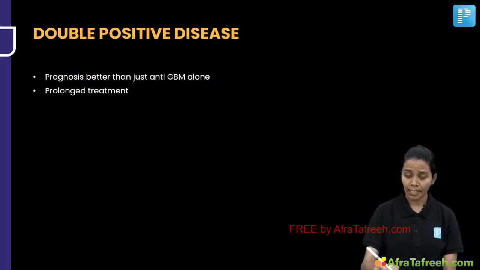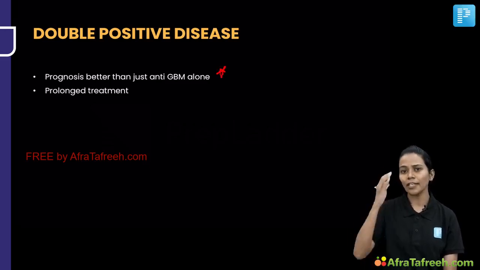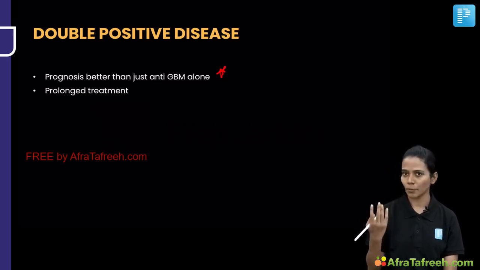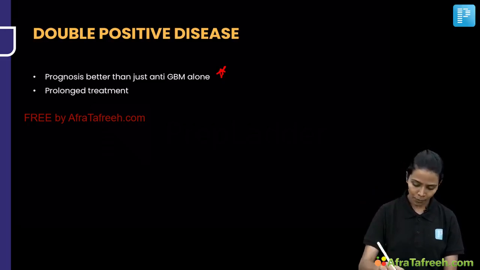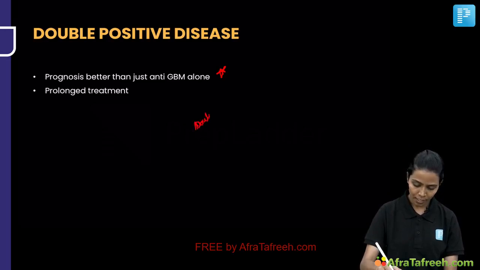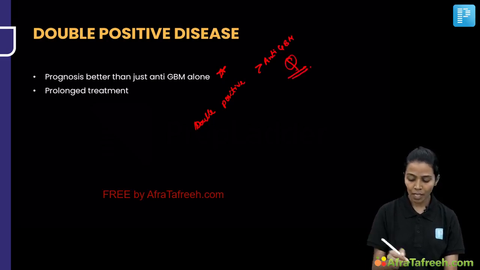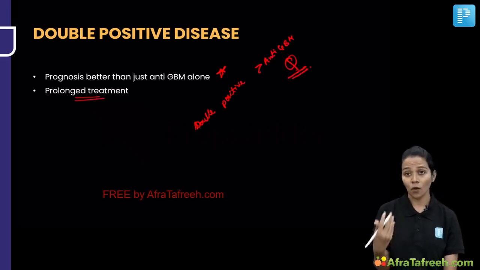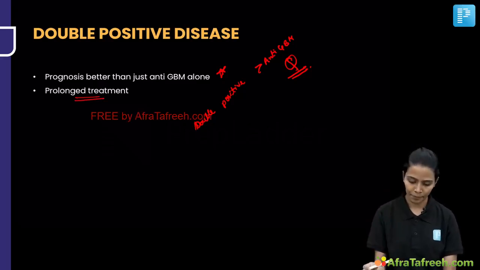Double positive disease, like I said, this is very important. Its prognosis is better than anti GBM alone, because we know that if it's a severe disease, then anti GBM immunosuppression is not going to work. But vasculitis is one condition where even in severe disease, immunosuppression works. So if you see the prognosis, double positive disease has better prognosis than anti GBM. This also has been asked as a question multiple times. Okay. And this condition requires prolonged treatment, unlike anti GBM disease, which only requires 3 to 6 months of therapy.